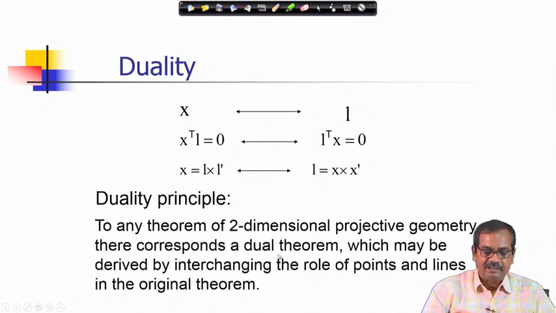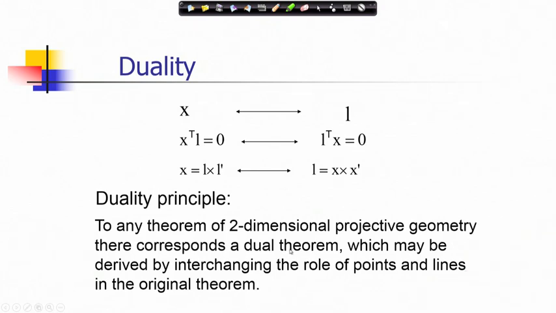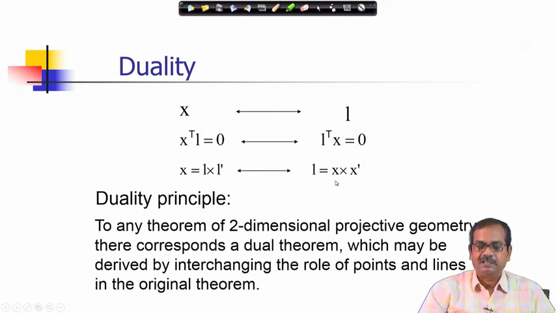What it says is that to any theorem of 2-dimensional projective geometry there corresponds a dual theorem. So, this is any theorem and then there is a dual theorem which may be derived by interchanging the role of points and lines in the original theorem. With this understanding of the duality principle, let me stop here at this point.